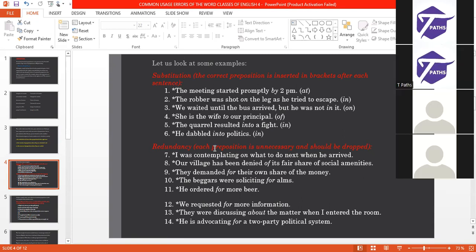Number two, redundancy. Okay? Each preposition is unnecessary. All right?